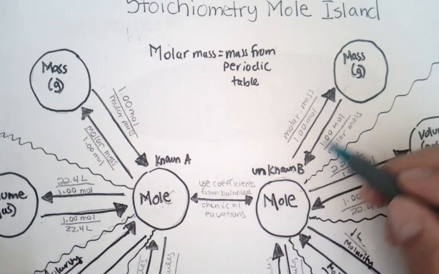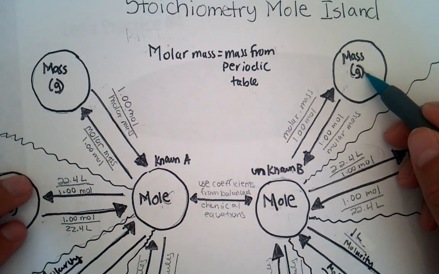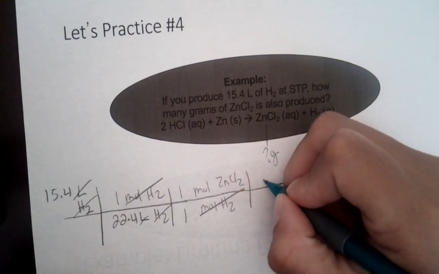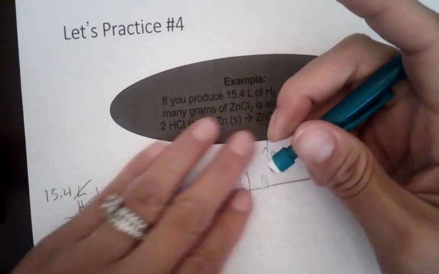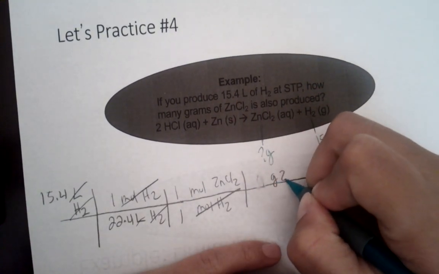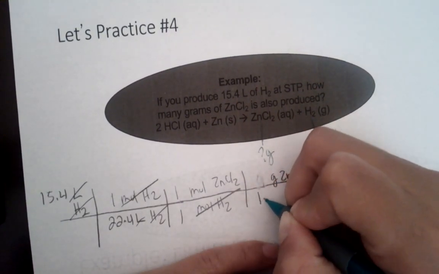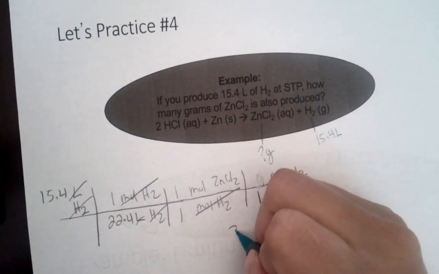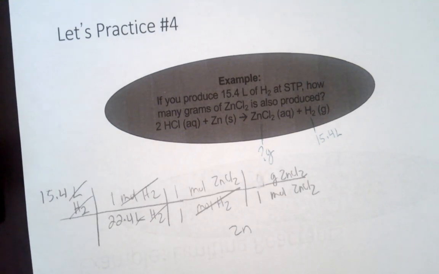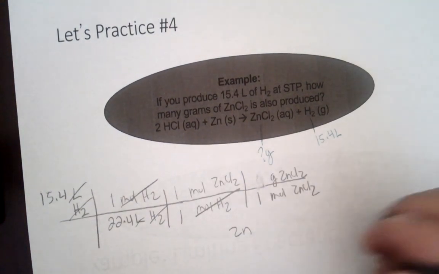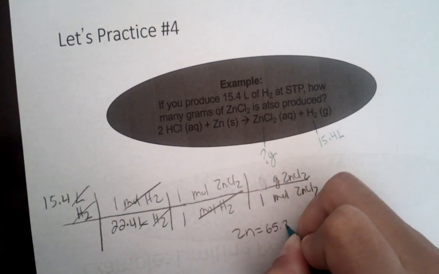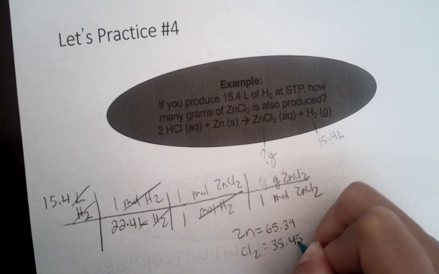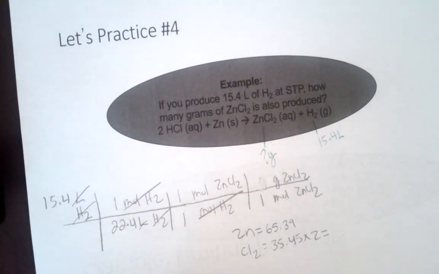Now we can finally go to the mass of zinc chloride. Okay, so that means that the molar mass is going to go at the top. Oh, let me give it some room there. I did not give it enough room. Grams of zinc chloride over 1 mole of zinc chloride. Okay, so we're going to look at zinc. So Zn is 65.39. And chloride, we have 2, so that's 35.45 times 2.